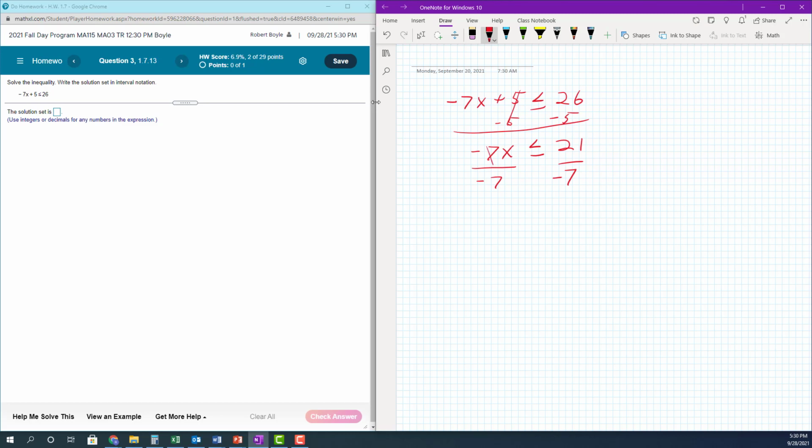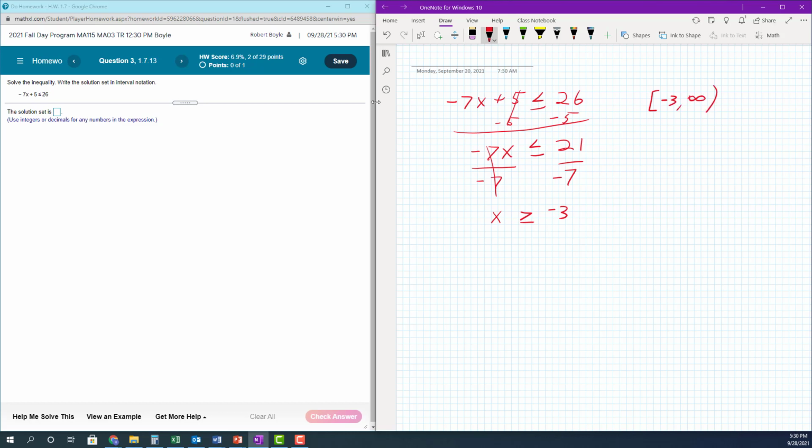And when I do, these cancel. I have x, but since I divided by a negative number, the direction of the inequality symbol will switch. So it does. And now I have 21 divided by negative 7, which is negative 3. So now we have x is greater than or equal to negative 3. And in interval notation, that will be bracket negative 3, comma, infinity.